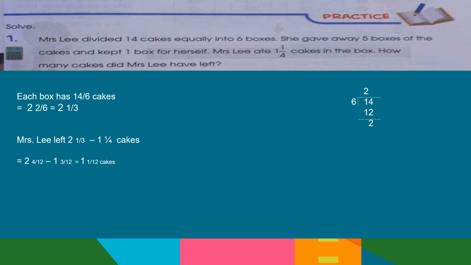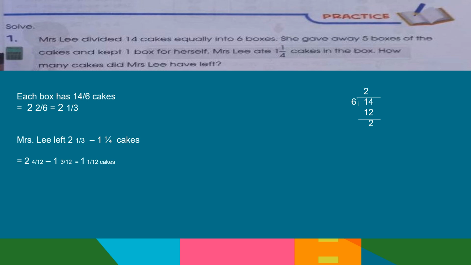Now, first of all, we need to find out the exact amount of cake in a single box. To find this out, we have to divide 14 cakes, which is the total number of cakes, into the 6 boxes, as they have been divided equally into 6 boxes. So we divide 14 by 6, and as a result we have 2 whole number 2 over 6, which can further reduce to 2 whole number 1 over 3.